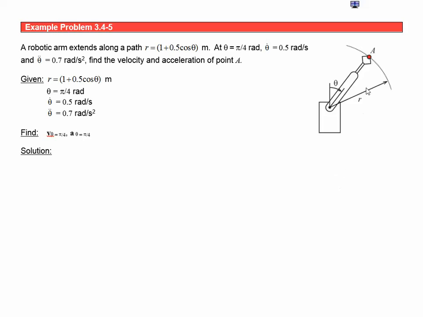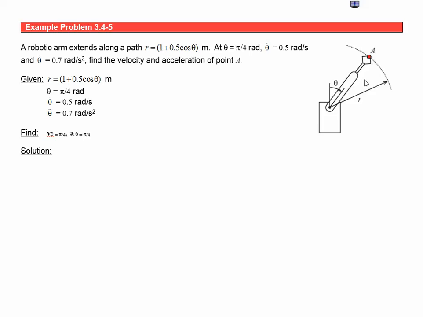All right, so we have this robotic arm, and at the end, there's a particle. And we know how the arm's moving. The problem statement tells us that. So from that information, we can find the velocity and acceleration of point A.